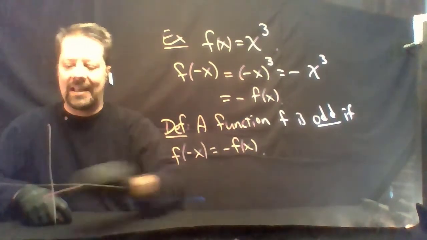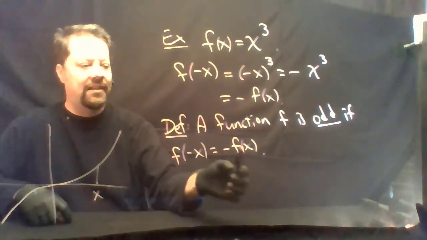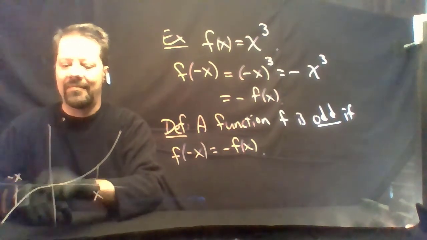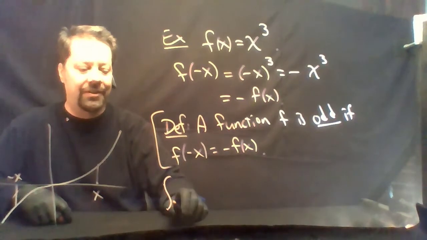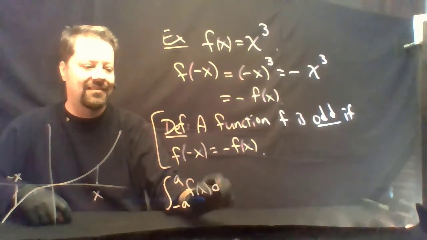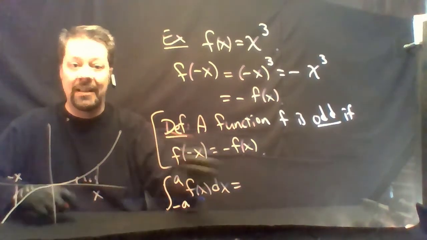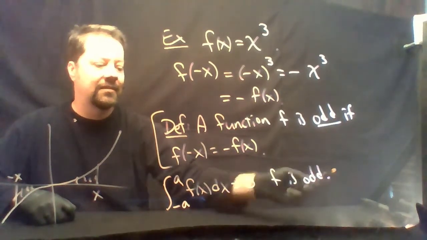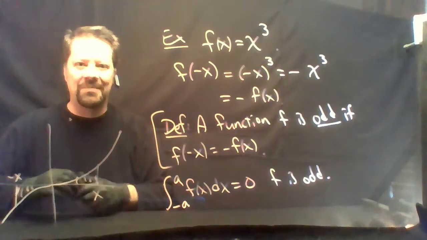What this is telling us is, whatever an odd function does at x, it does the opposite at negative x. Think about what you would have if you integrate an odd function from negative a to a. If you integrate from negative a to a, you have to get 0 when f is odd. This is something you need to know. I'll show you an example.